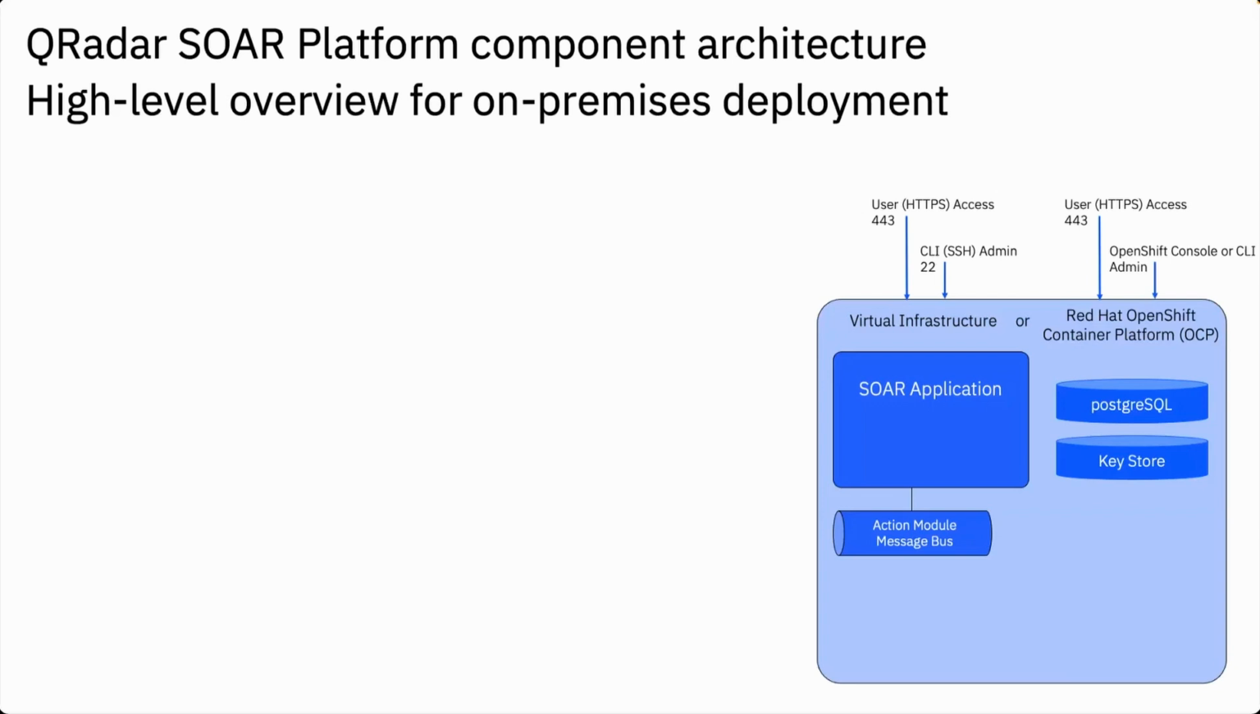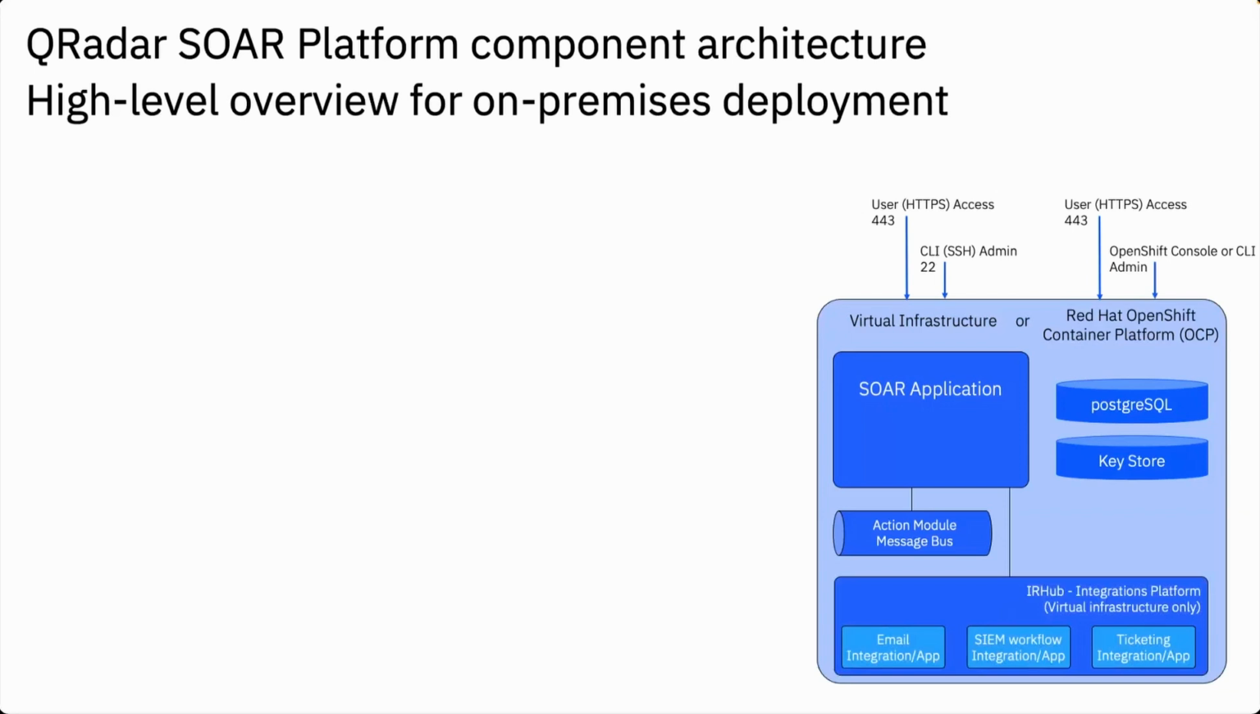Deployment on the VMware ESX server, we term as a virtual infrastructure, and the deployment on the Red Hat OpenShift Container Platform is the OCP deployment. Browser-based users always utilize HTTPS over port 443. Administrator access to the system depends on the deployment platform. For the virtual infrastructure, the administrator can use SSH command line access using port 22, while access to the OCP environment can be achieved using either the OpenShift console or the OpenShift command line interfaces.